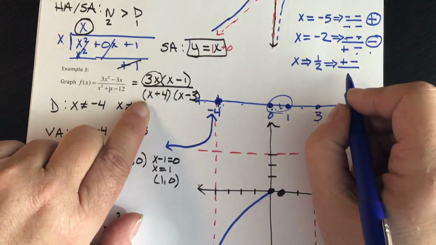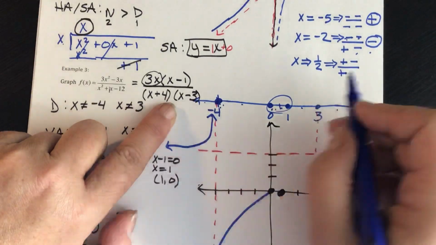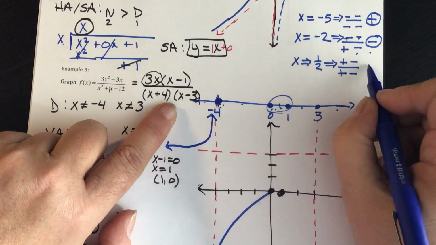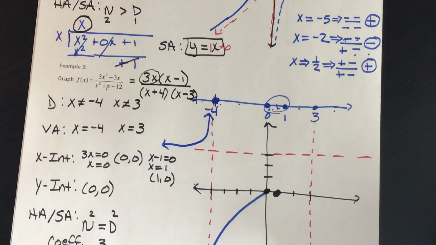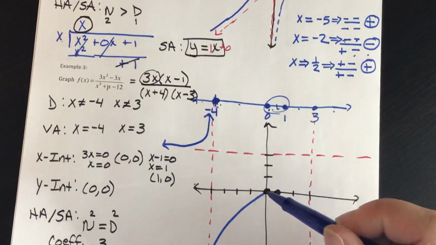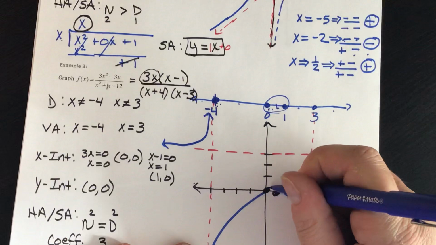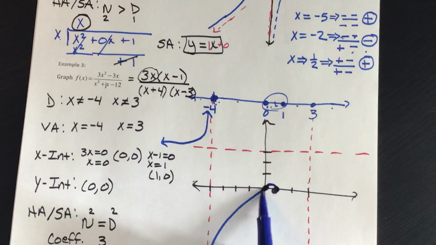1/2 plus 4 is positive, and 1/2 minus 3 is negative. 2 negatives is an even number, so I have a positive value between 0 and 1. All right, so this is kind of going to come up above the x-axis and turn around and hit 1.